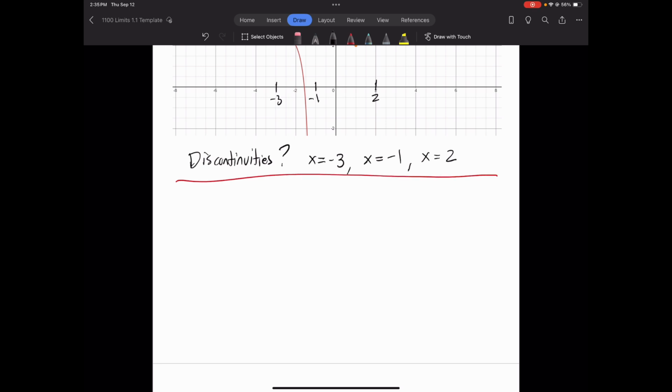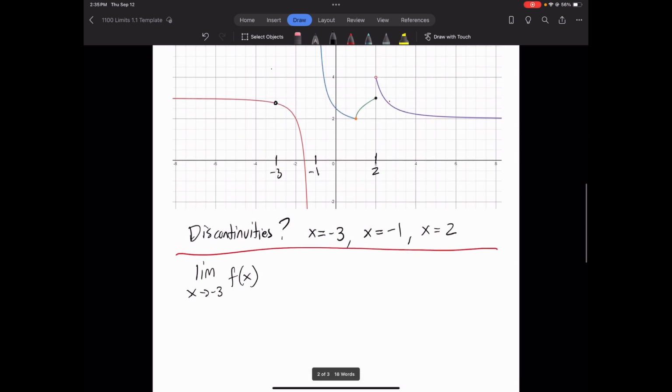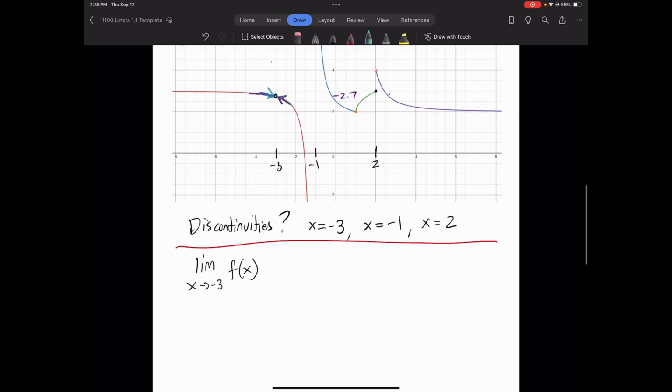Okay, let's start with x equals -3. Well, like we said earlier, this is where limits become helpful, because now I can ask the question, what's happening to my function as I get really, really close to -3? If I approach from this side, I approach this y value of, I don't know, 2.7. And if I approach from this side, same thing happens. I'm approaching a y value of about 2.7. So I'd say my limit is equal to 2.7.